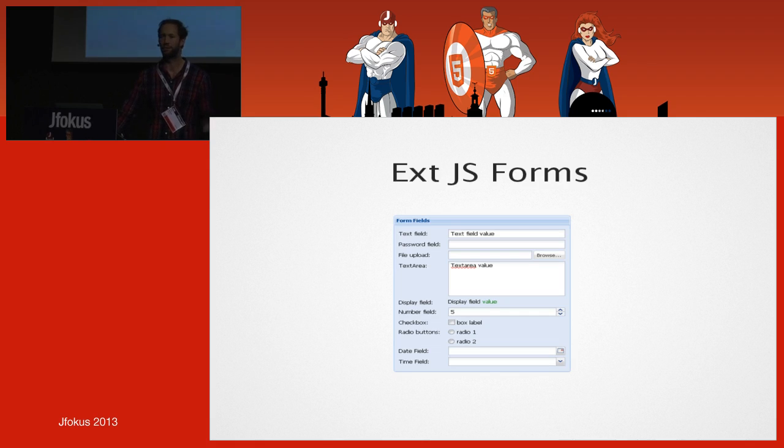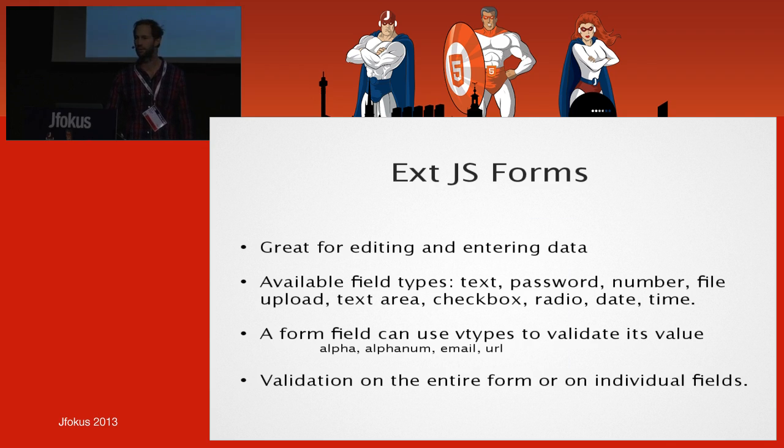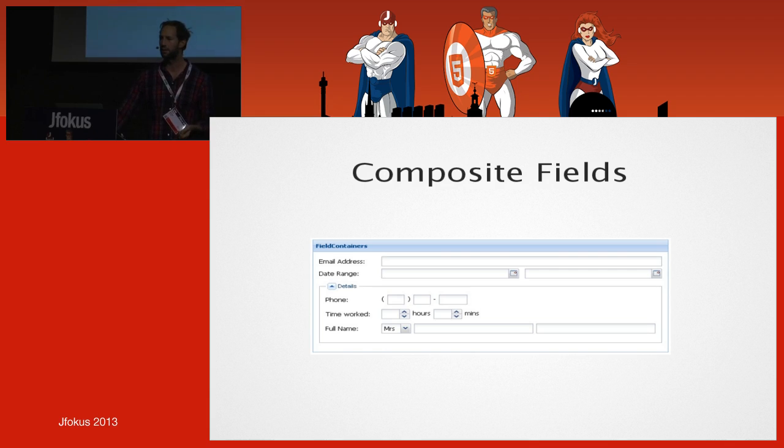Once you have the grid running, of course, you want the master detail, so you want to be able to edit your data, and that's the form package. We have quite a nice plethora of form fields to choose from. You have text, passwords, numbers, upload for files, text areas, etc., and HTML5 ones. Into a form field, you can also plug in your custom validation code to prevent the user from entering bad data. You can do validation on the entire form or individually on a single field.